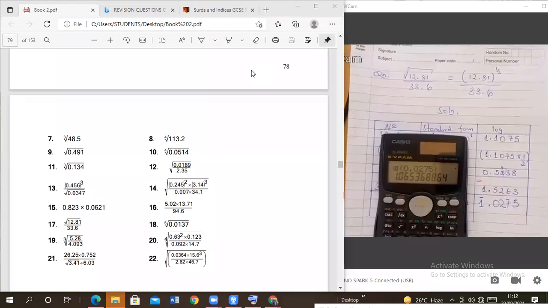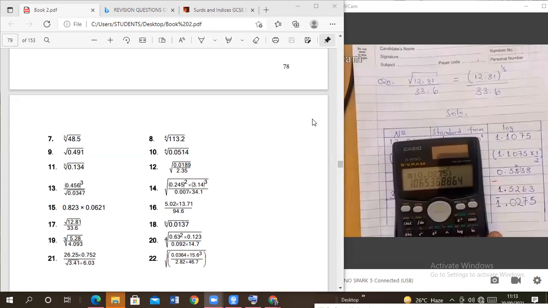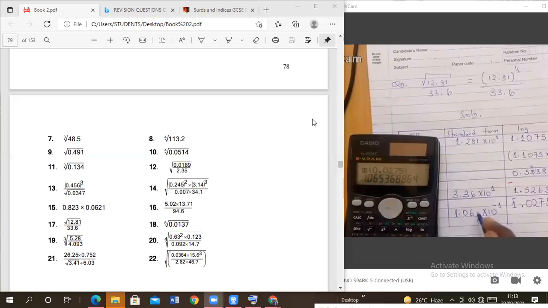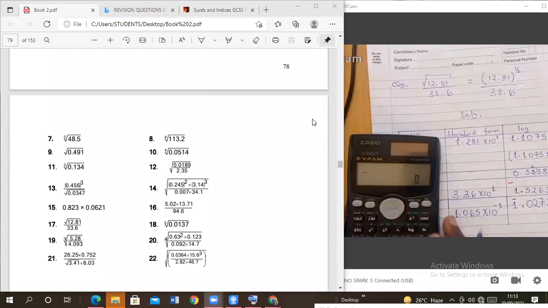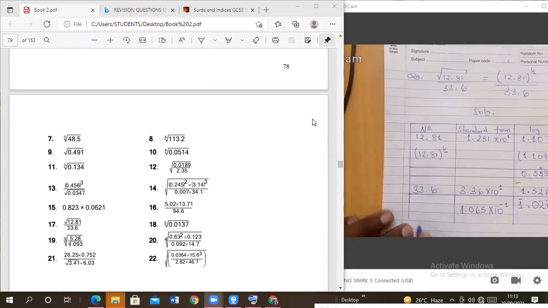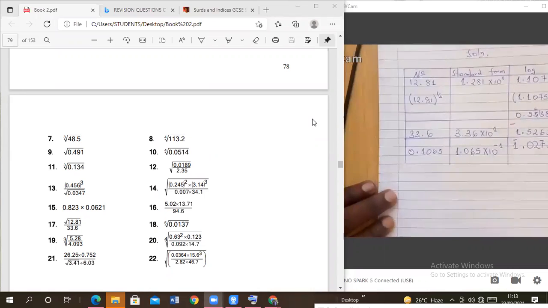What do you get? Members, let's minimize noise, please. What do you get? We get 1.0654. That is 1.065 to 3 decimal places, okay? The power is negative. So what does it mean? Which means this number is supposed to be 0 point, so it's going to be 0.1, okay? 0.10665. So then you come and we conclude.